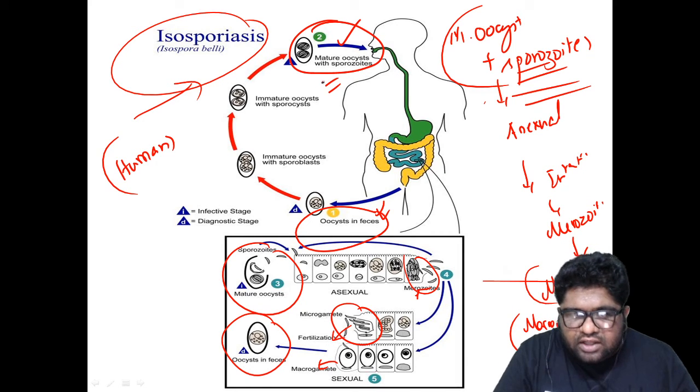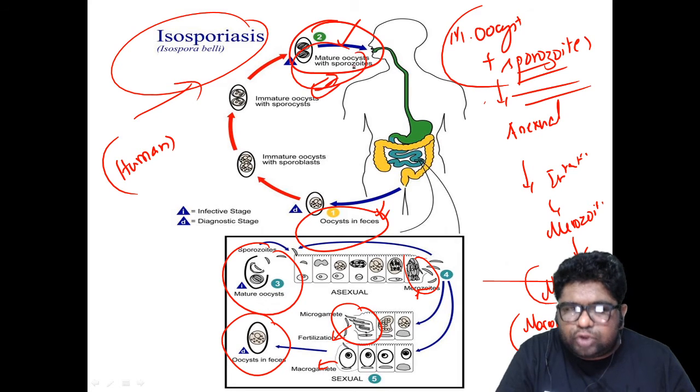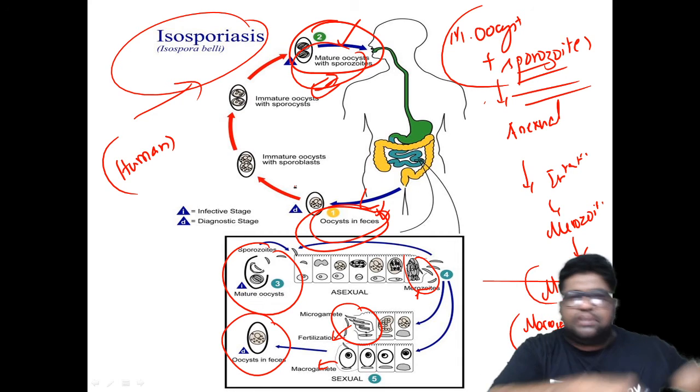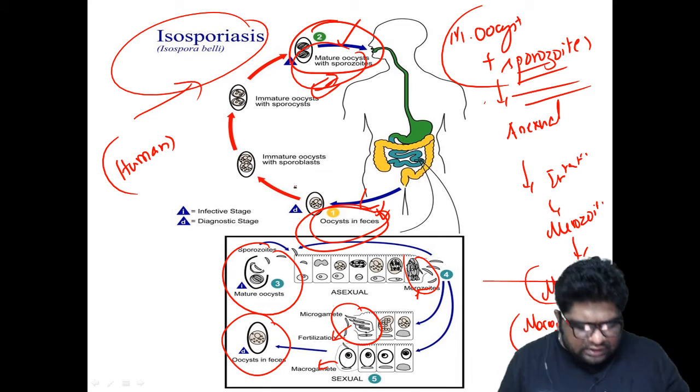So here the whole thing starts with the mature oocyst giving you sporozoite, and what comes out is an oocyst in the feces, which is the immature oocyst. So the immature oocyst comes out, the mature oocyst with sporozoite goes inside, and the life cycle is over.